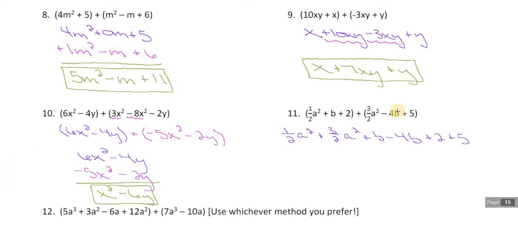Now as I combine my like terms, I've got 1/2 a squared and 3/2 a squared, which gives me 4/2 a squared, which is technically 2a squared. Looking at my b's, I've got 1b minus 4b. That's going to give me negative 3b, so minus 3b. And then in terms of my constants, I've got 2 plus 5 is 7. It's a positive 7, so we write plus 7.